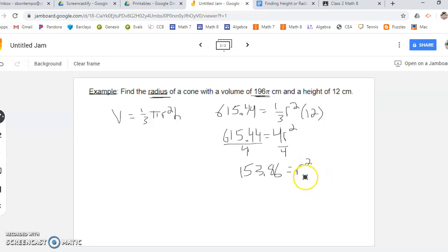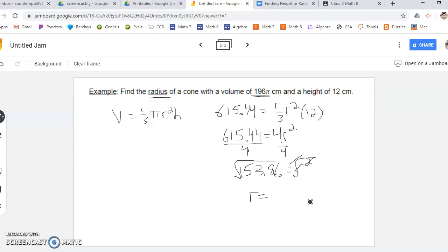So to get r by itself, we would not divide by 2, because r is not getting multiplied by 2. We need to do the opposite of squaring, which is the square root. So we do the square root of both sides. That cancels out the square root and the squared, so we get r is equal to the square root of 153.86, meaning what number times itself is 153.86.